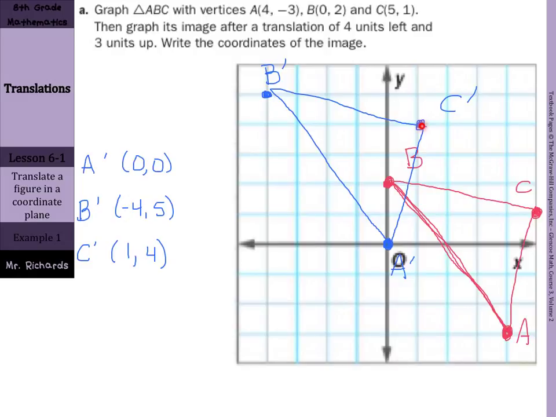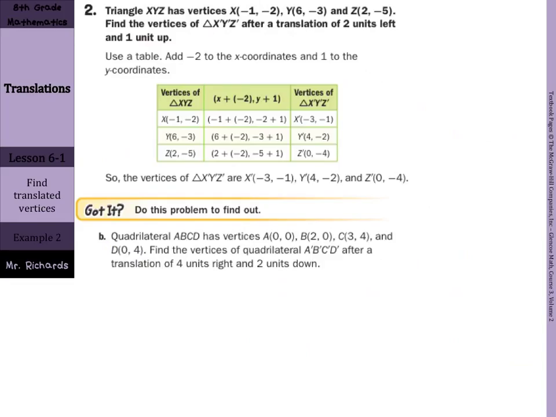There is another way that we could translate that does not involve actually putting it on a graph. In our example 2, triangle XYZ has vertices X (-1, -2), Y (6, -3), and Z (2, -5). Find the vertices of triangle X prime, Y prime, Z prime after a translation of 2 units left and 1 unit up. Well, it says we're going to use a table and add negative 2 to the x and 1 to the y. Well, why negative 2 to the x?